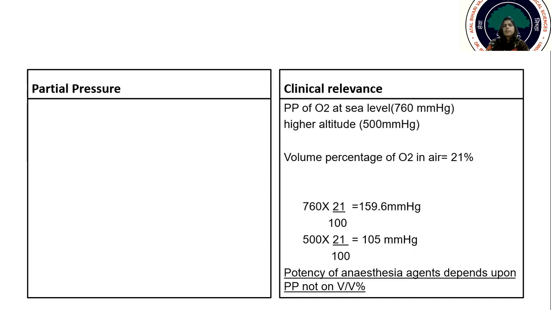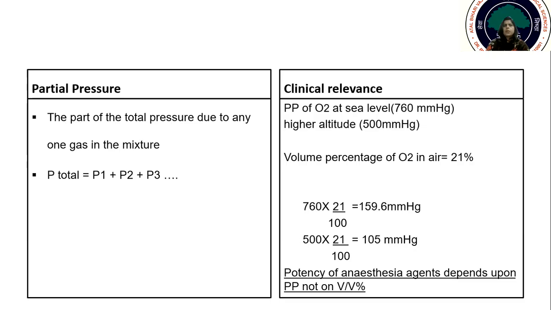Now, concentration of gas can be expressed either as partial pressure or volume percentage. These are very important terms to understand. What is partial pressure? The part of total pressure due to any one gas in the mixture is known as partial pressure. So P total will come out to be the addition of the individual gas P1, P2, P3, which is also known as Dalton law of partial pressure. It depends only on the temperature of the agent.